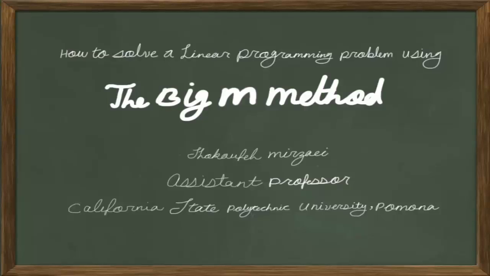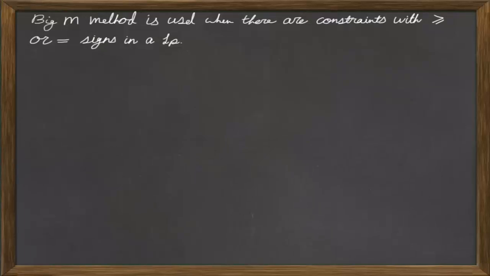Hello everyone, this is Mirzai from Cal Poly Pomona, and in this lesson we are going to learn how to solve a linear programming problem using the Big M method. Big M method is used when there are constraints with greater than or equal signs in a linear programming problem.